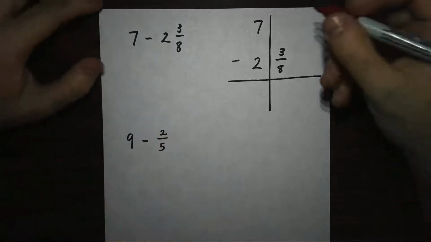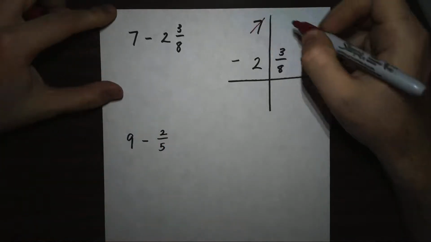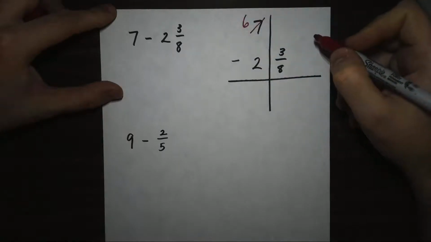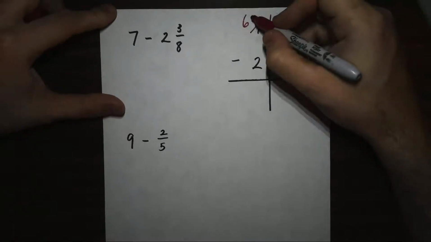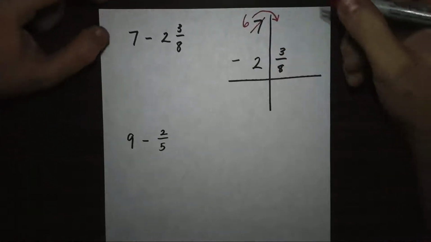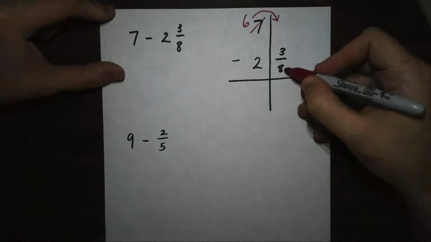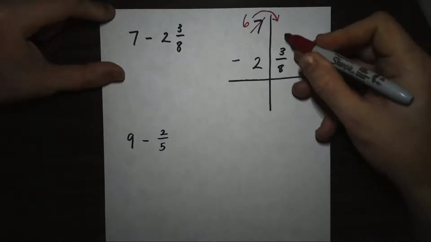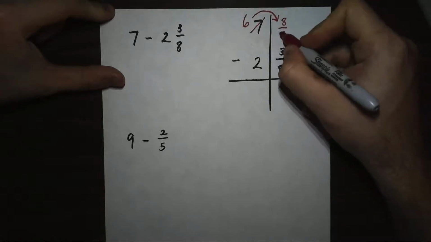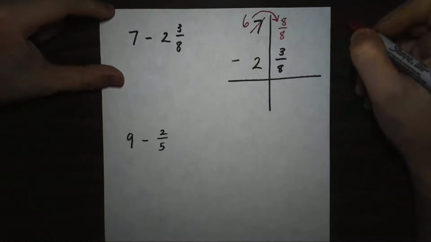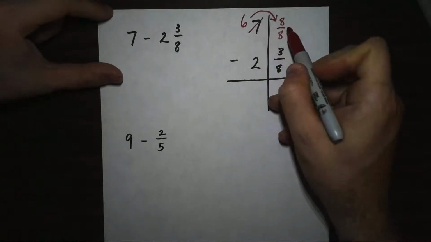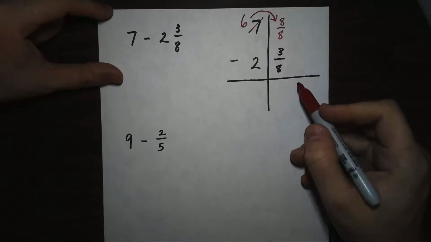So what I'm going to do is take my 7 right here and make this a 6. And that one whole that I just took away from the 7, I'm going to move over to the fraction column. When that one whole becomes a fraction, it's going to take the denominator, or the name of the fraction, in the fraction column. In this case, it's going to be 8s. And it's going to be 8/8. And the reason it's 8/8 is because I took away one whole, I moved it over as a fraction, and as a fraction, one whole is equal to 8/8.